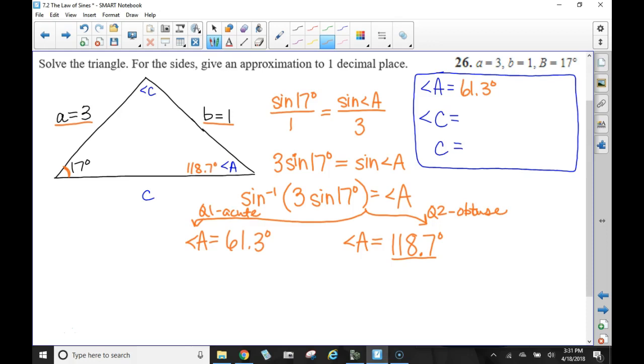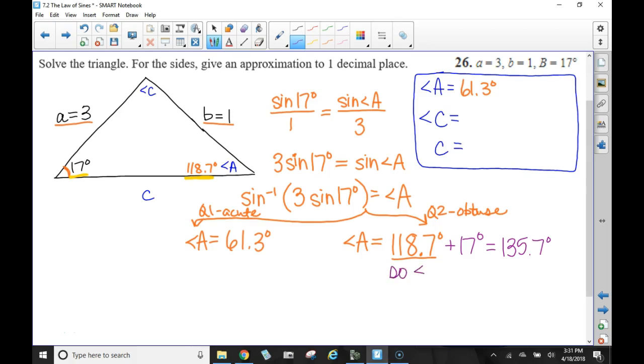118.7. If I take 118.7 plus 17, does that leave me enough for angle C? I think it does, okay? Because 118.7 plus 17 degrees only gives us 135.7, and we have enough left over to find angle C, okay?